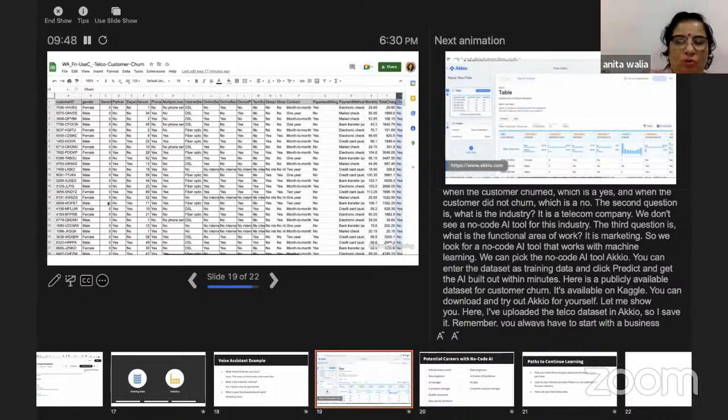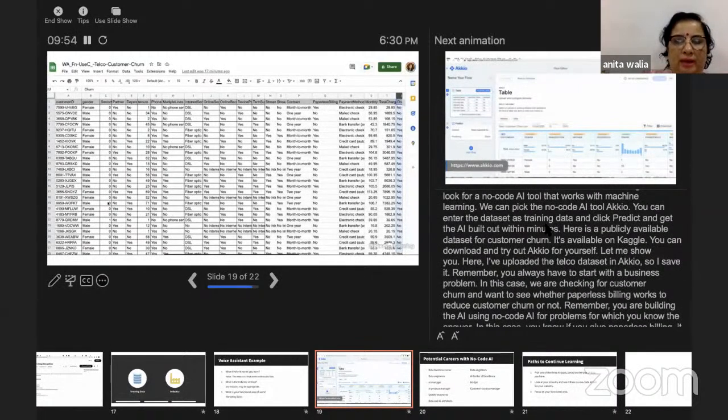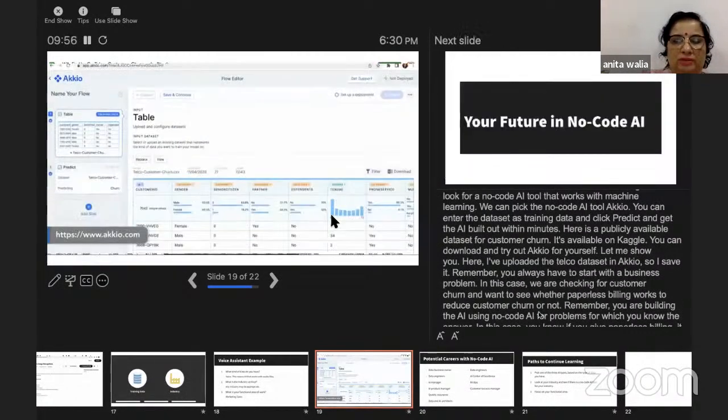So we'll look for a no-code AI tool which will work with this machine learning. And I'm going to use a tool called Accio. You can enter, Accio looks like this. I'm going to take you to that. In this Accio, you can enter the data set as a training set. You can predict and get the AI built out within a minute.